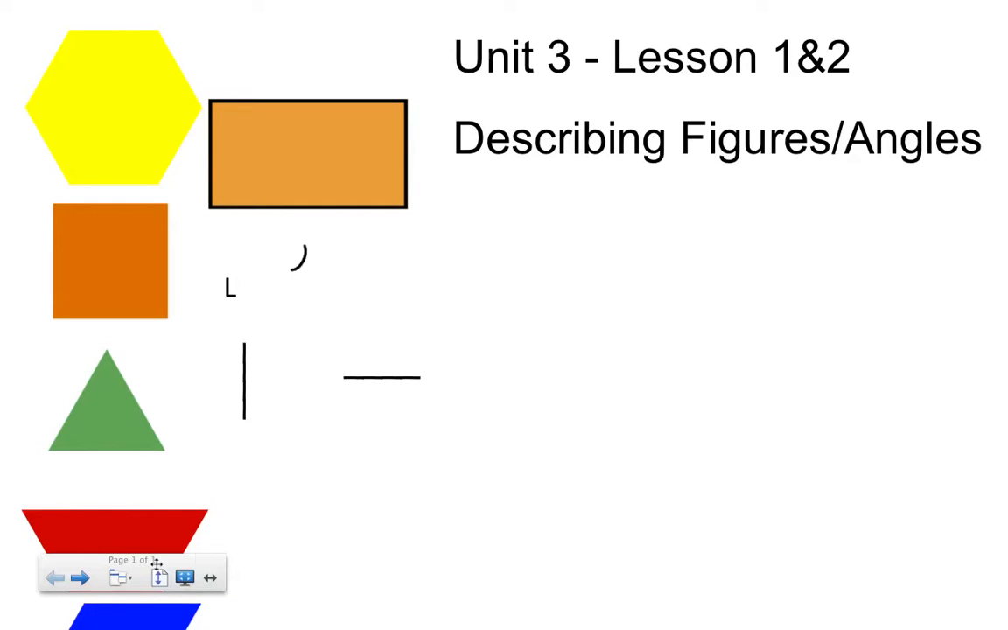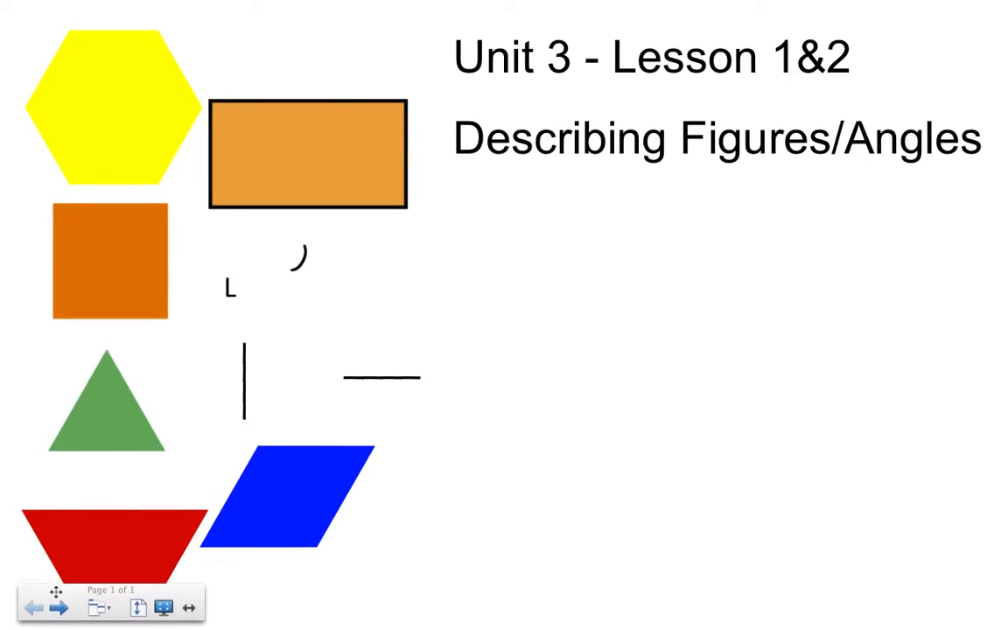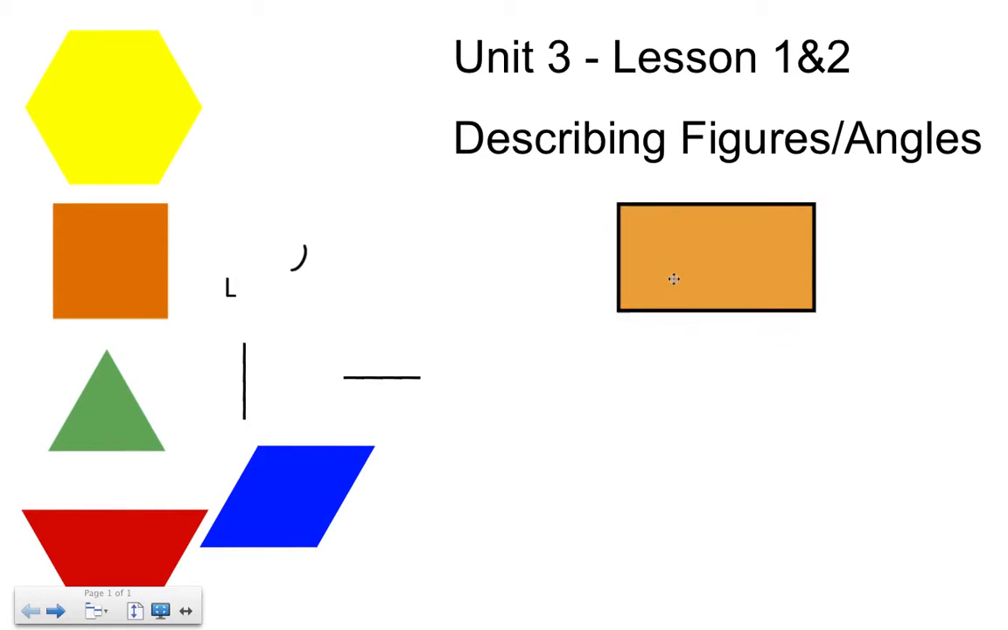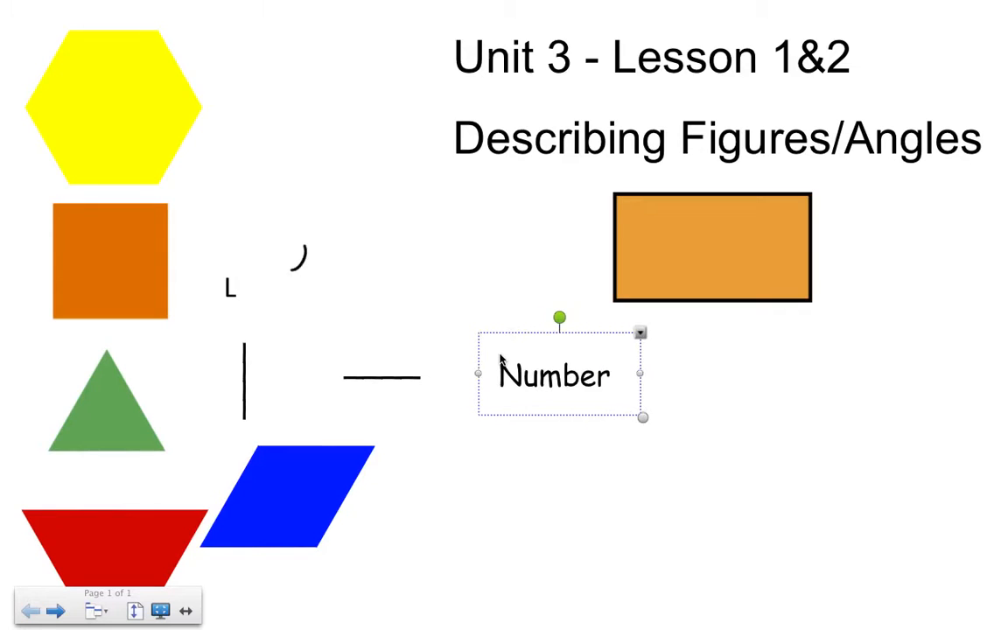So what I have here are several shapes. And what we're going to do is look at this one. Let's look at this rectangle here, and we're going to describe this rectangle. When you describe shapes or figures, you want to look at three different things. You want to look at the number of sides. And in this case, this shape has 4 sides.